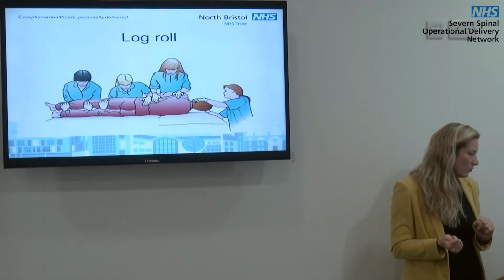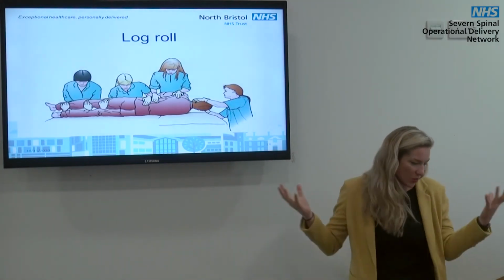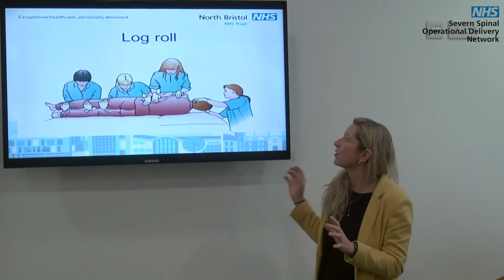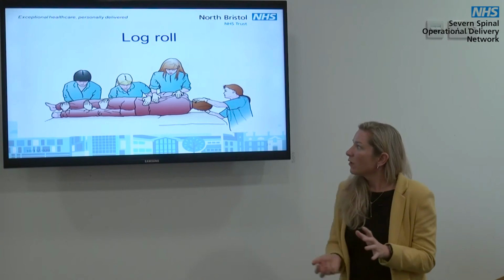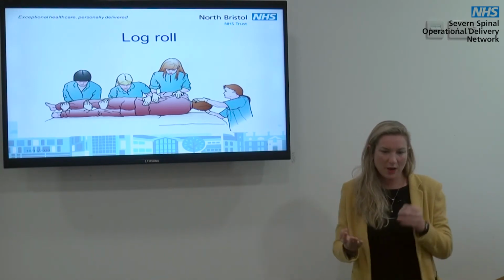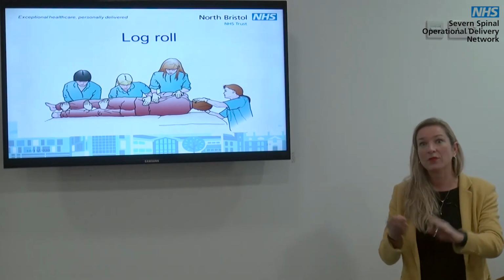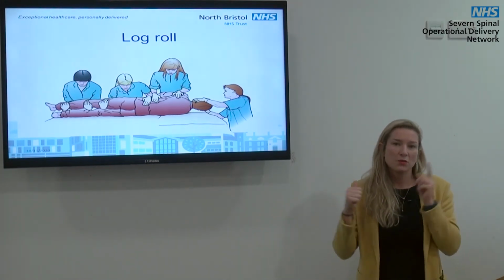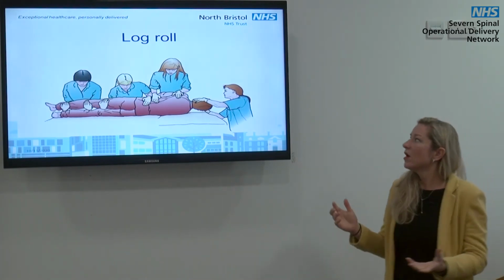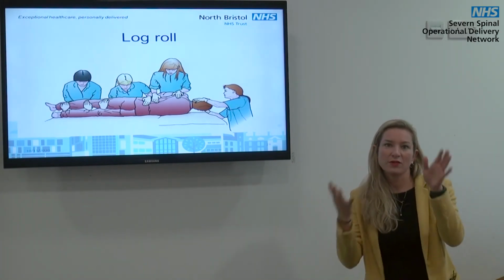So next on to log roll. Unfortunately, because of the way we're doing things at the moment, we can't formally go through a log roll, but we can talk about what the most important things are. In terms of moving a patient in a log roll, you have to have at least 4 team members to move the patient. You may well need a 5th team member to manage the airway if they're intubated, and that cannot be the same person that is holding the head.